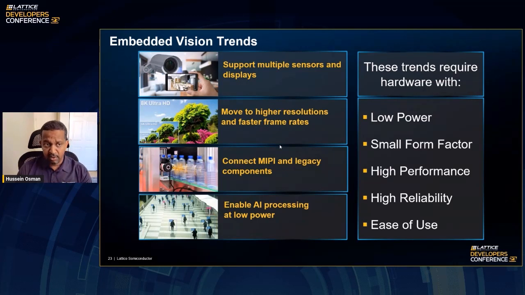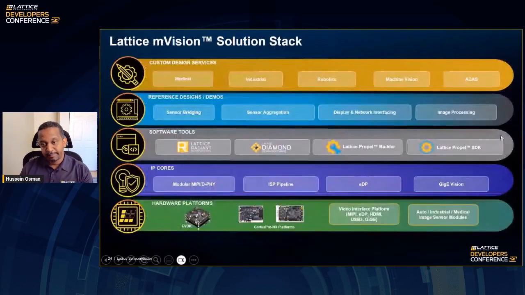In order to support the designs that are needed to meet these trends, you need low-power video subsystem processing. Most times, small form factor is a requirement. The performance needs to meet the speeds and feeds that are required for the system. Reliability is needed for it to continue to work under harsh or thermally challenging conditions. And this needs to be easy to use. It can't be complicated to put together a system for embedded vision.